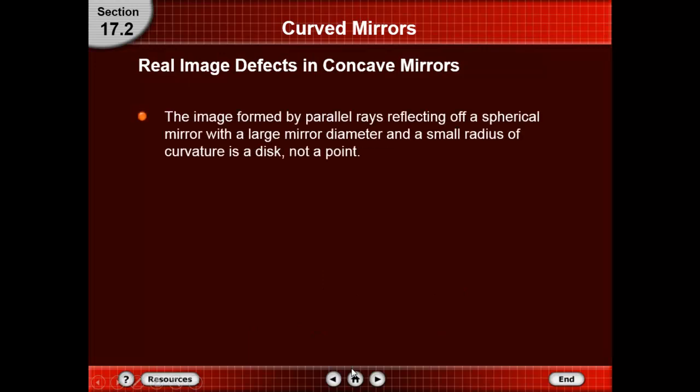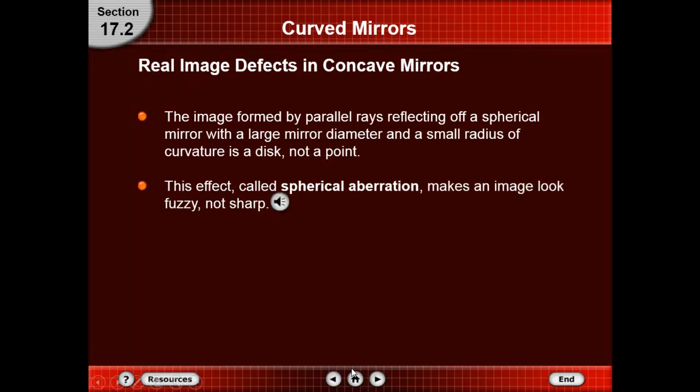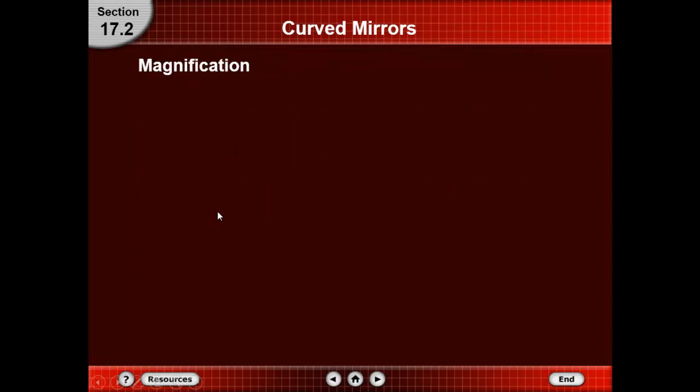In a concave mirror, the image formed by parallel rays reflected off a spherical mirror with a large mirror diameter and a small radius of curvature is a disk, not a point. This effect, called spherical aberration, makes an image look fuzzy, not sharp.